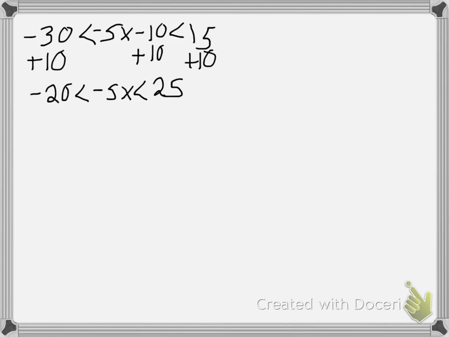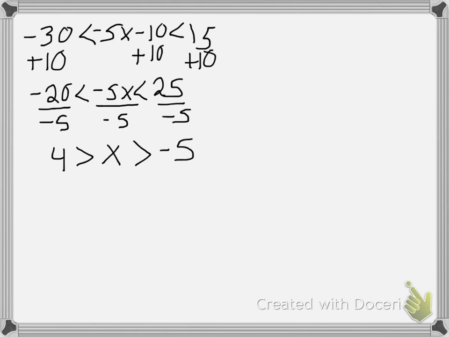Now what do you think we're going to do? We're going to take everything and divide it by negative 5, because again, we're trying to get the x by itself. And whatever we do to one part, we have to do to all parts. So negative 20 divided by negative 5 is what? 4. We divide it by a negative, so we have to switch our sign. This is x. This gets switched as well, so it becomes negative 5.